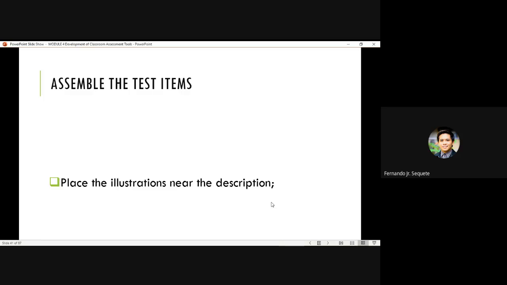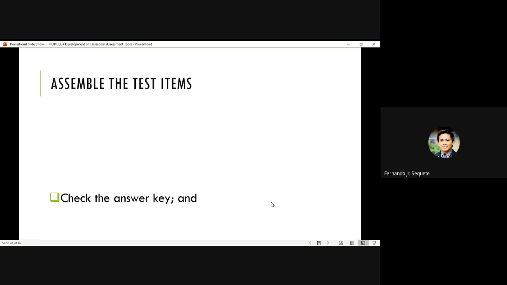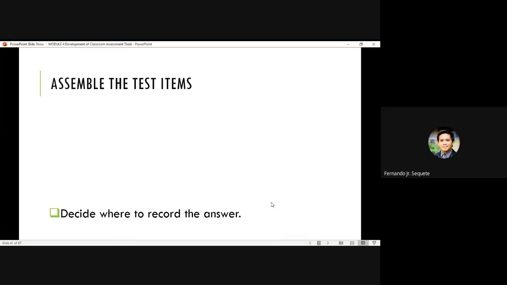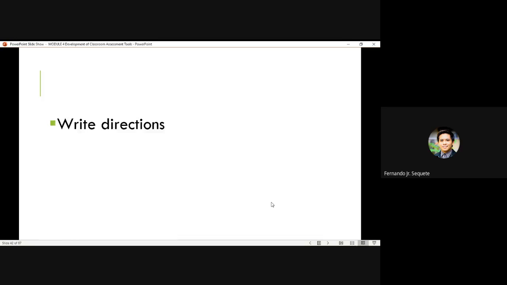Next, place the illustrations near the description. Siguraduhin. Huwag ipalayo kay basig lahi ang ma-describe. Check the answer key. Yes, you have to check the answer key, basig wrong ang imong nabutang na answer. Decide where to record the answer. Okay, so those are the parts of assembling the test items.